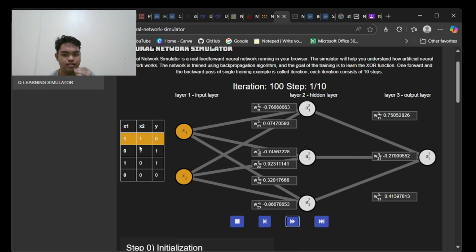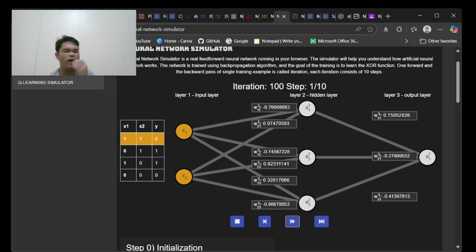So in simple terms, if the input is one and one and the output is zero, it means both inputs are on, so exclusive fails. But if the input is zero and one and the output is one, it means only one input is on. Same with one and zero, where the output is one, which means only one input is on. And if both inputs are zero and the output is zero, it means neither input is on.